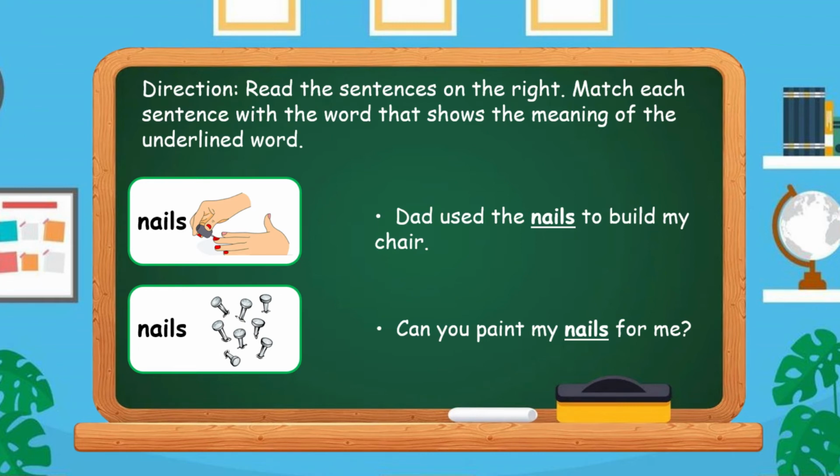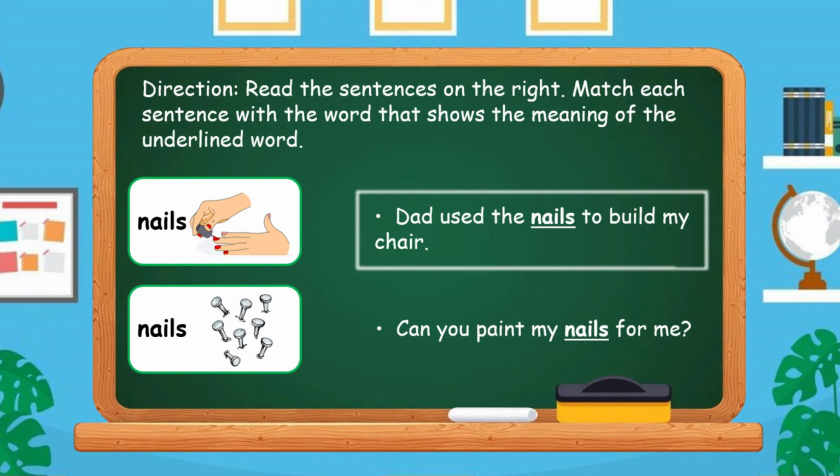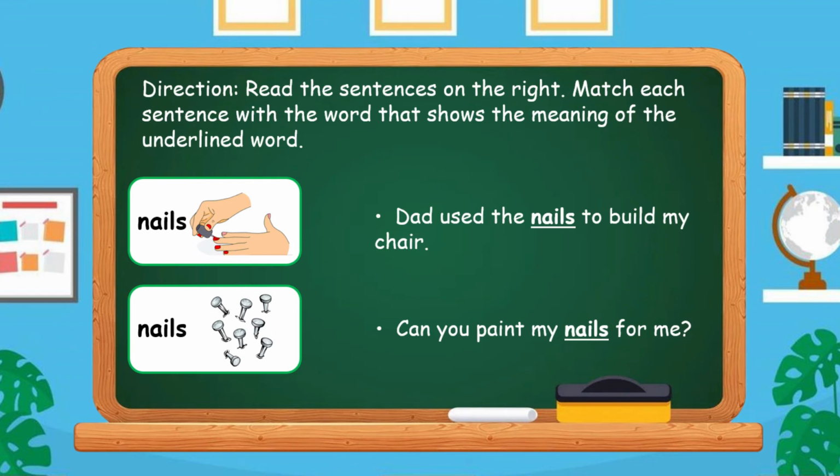Letter A. Dad used the nails to build my chair. Letter B. Can you paint my nails for me? The underlined word for each sentence is the word nails. Which picture matches the word nails in sentence number 1? Dad used the nails to build my chair. Is it the first picture showing fingernails? Or the second picture showing tools used for fixing?